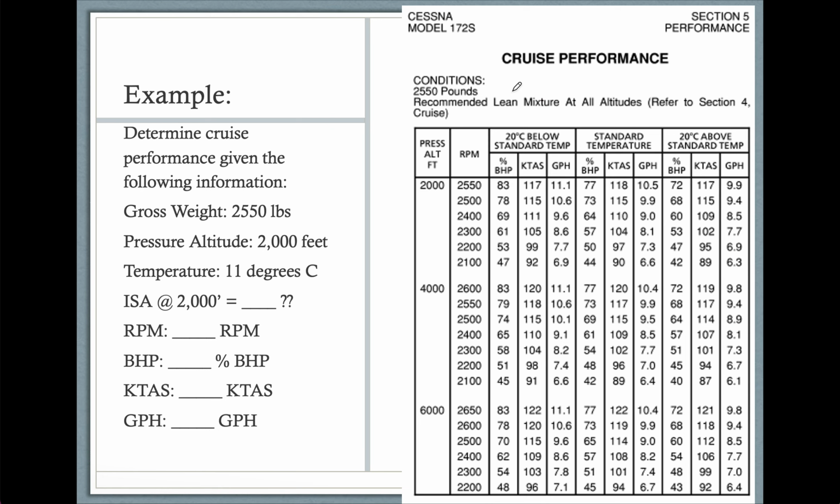Let's do one, maybe two examples. I pretty much already did 2,000 feet, but that's the example I'm giving you here. So I'm telling you the standard temperature is 11, and it's supposed to be 11 because it's supposed to cool down 4, and we've started at 15. We're supposed to be at 11 degrees.